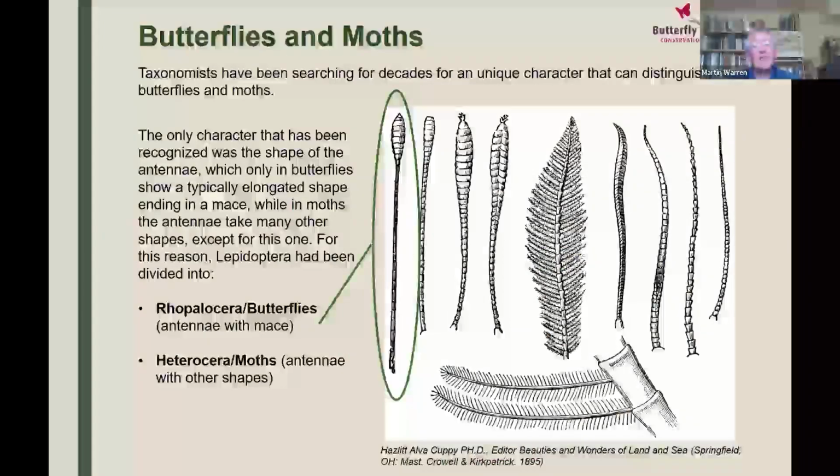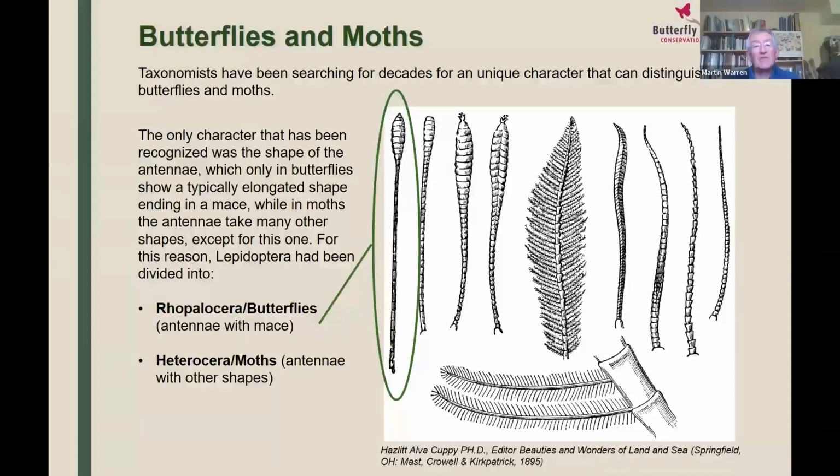And the main method is just that butterflies, their Latin name means clubbed antenna, and so they have this very obvious club at the end of their antenna. All the other shapes in this diagram are moths, and you see some moths have a sort of swollen end to the antenna, which makes it very confusing. But if they've got a definite club, it's a butterfly. A lot of moths have these very beautiful feathered antennae, so you can really tell those apart.